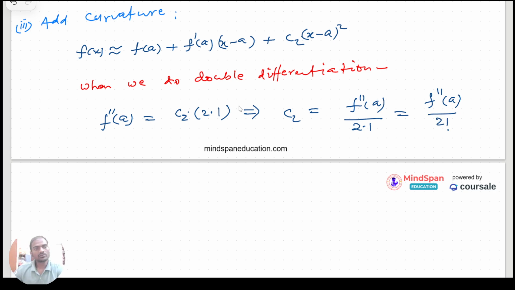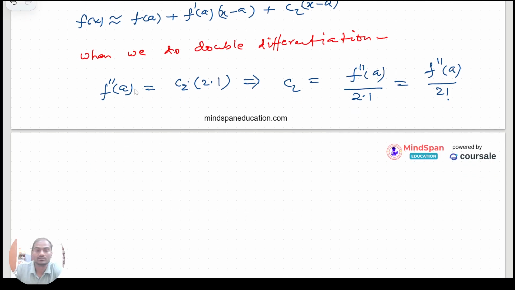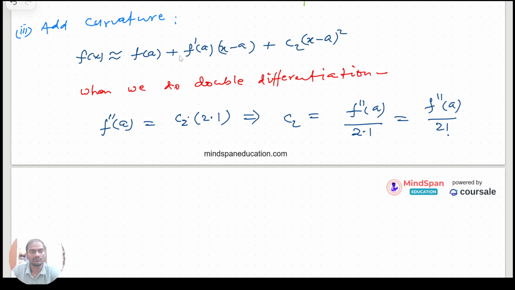If we go on doing this, add a second term, a third term, a fourth term, then in general we can say what we are going to get. Why do we get c2 as f''(a) by 2 factorial? Because we are matching the derivative. Whatever approximate polynomial we write should match the derivatives. Since we know the derivative information at x equal to a, if we differentiate this polynomial that many times, at that point we should match those derivative values, right?